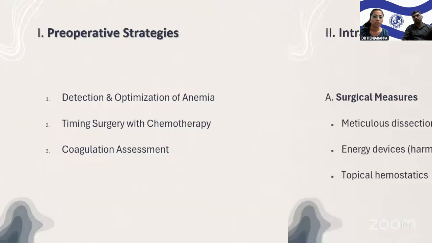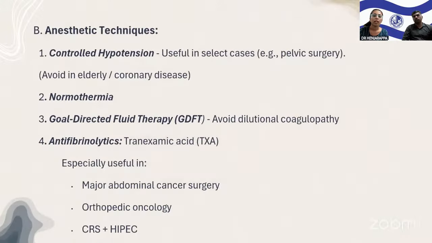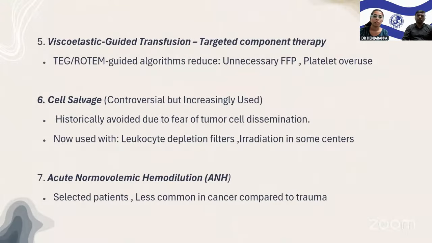So, along with the preoperative strategies, intraoperative strategies include surgical techniques and the anesthetic techniques. Surgical techniques, the meticulous dissection using energy devices and topical hemostatics application. Anesthetic techniques, the controlled hypotension to reduce bleeding, normothermia, goal-directed fluid therapy, and use of antifibrinolytics. And viscoelastic guided transfusion, that is targeted component therapy, TEG or ROTEM guided algorithms, which will reduce the overuse of other components. Cell salvage is controversial, but it is increasingly used.